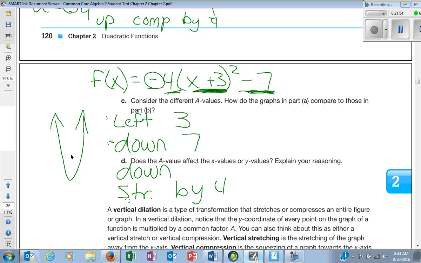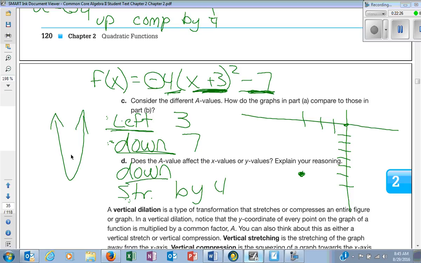Now, when I go to graph this one, here's what this tells me. You see that I know it's left and down to my vertex? So before I even draw this, I already have an idea of where it's going to go. 1, 2, 3, 1, 2, 3, 4, 5, 6, 7. I know my vertex is going to be there, because remember, my vertex for my parent is here. If it goes over 3 and down 7, boom, I know that's where my new one's going to be.